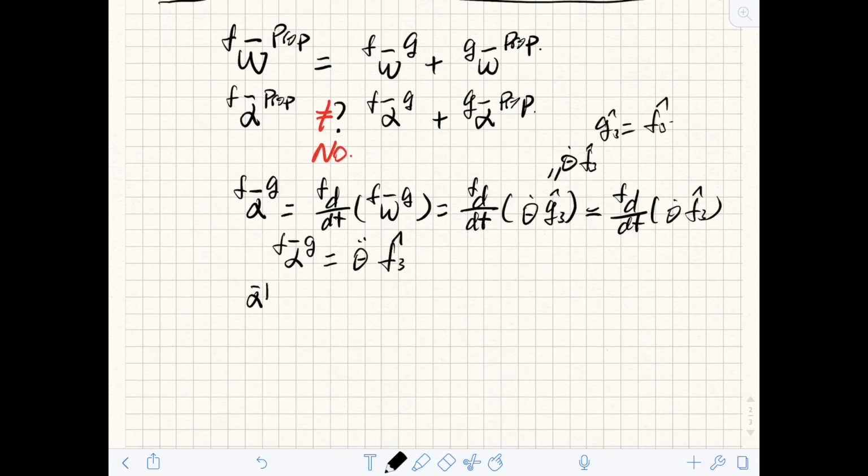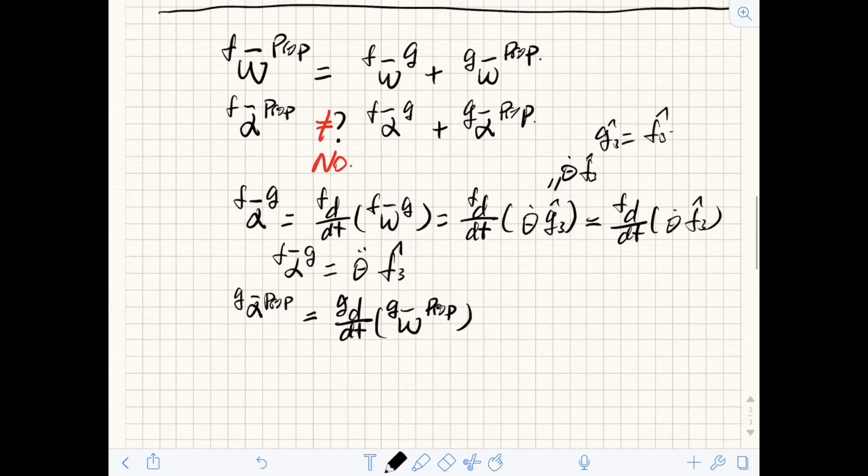And what about the angular acceleration of the propeller in the G frame? Following the definition, we are taking the derivative of the angular velocity of the propeller in the G frame and relative to the G frame. We know the angular velocity of the propeller in the G frame is simply omega G1, which gives us the expression for the angular acceleration of the propeller in the G frame as omega dot G1.